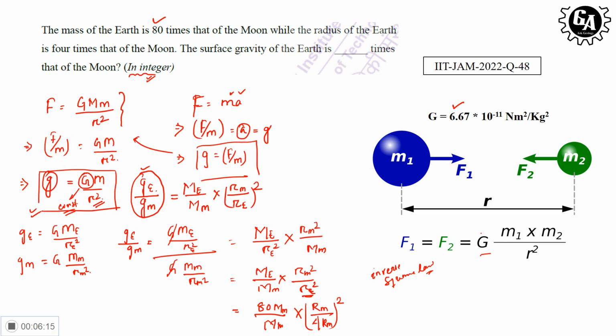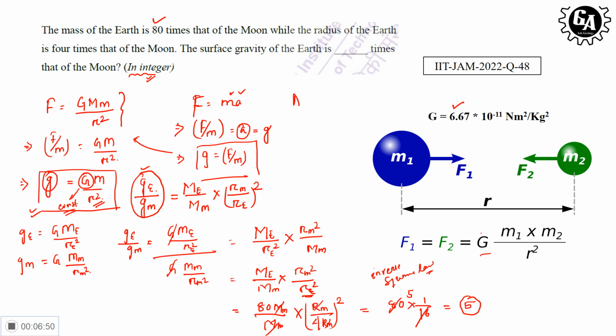So what will be the answer? Mm will cancel out, Rm will cancel out, so this is 80 into 1 by 16. This is 80 because it is 80 times Mm that got cancelled out. Rm 1 by 4, 1 by 4 squared is 1 by 16, 4 cross 4, that is 16. If you simplify, then the answer is 5. And this answer is your gE by gM.